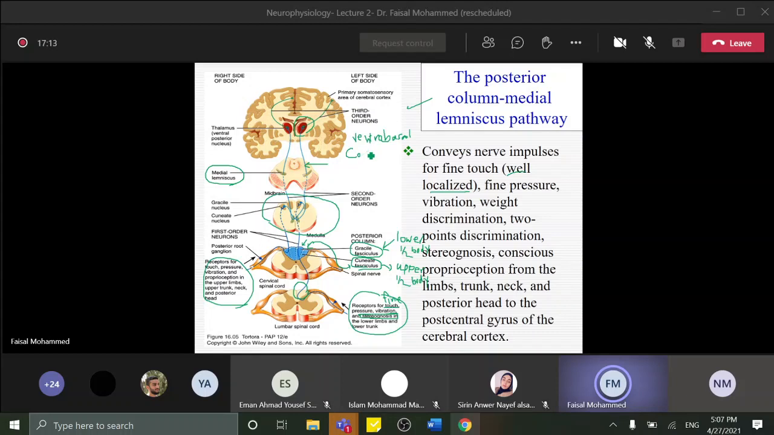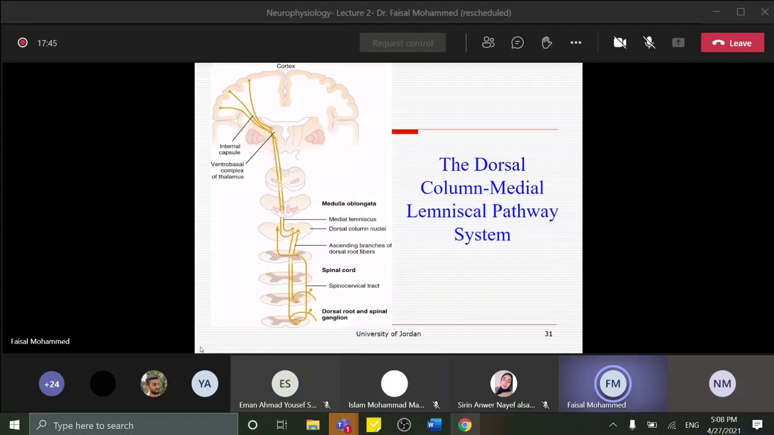The ventrobasal complex of the thalamus consists of two parts: VPL, ventroposterolateral, and VPM, ventroposteromedial, nuclei of the thalamus. From there they go to the primary somatosensory area in the cortex. So this is their transmission.